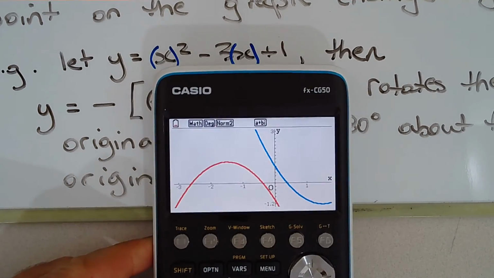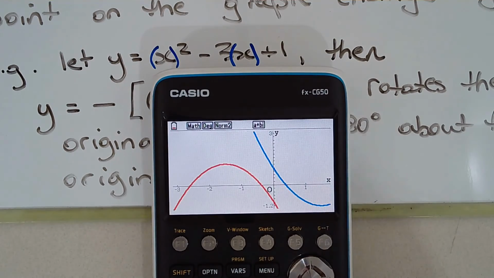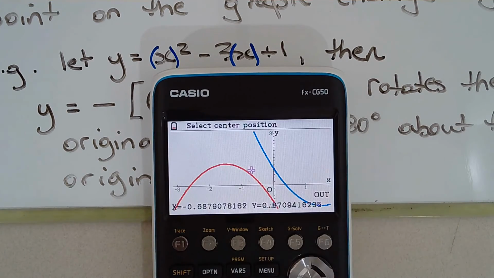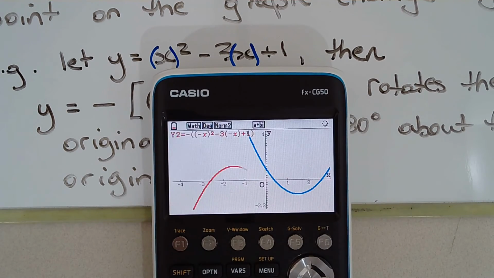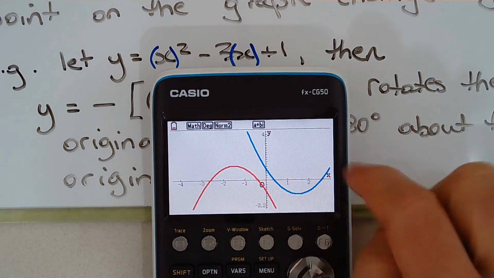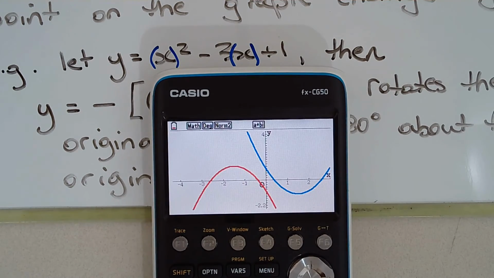So we can see the blue parabola there, and I'll zoom it out a little bit. The blue parabola there is our original parabola, and the red one, which is concave down, so what was concave up has now become concave down, is our rotated parabola.